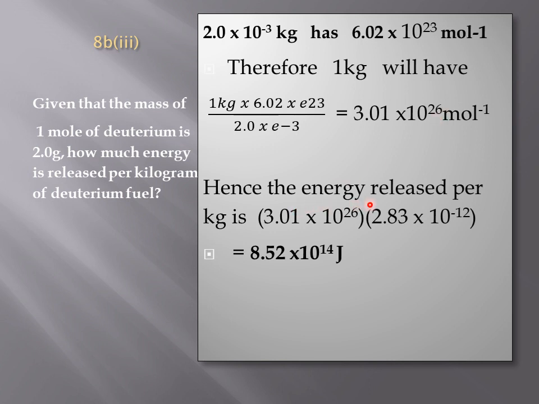Hence, the energy released per kilogram is what we have calculated per mole times 2.83 times 10 to the power minus 12. This was the energy we calculated from the reaction before. And the final answer is 8.52 times 10 to the power 14 joules.